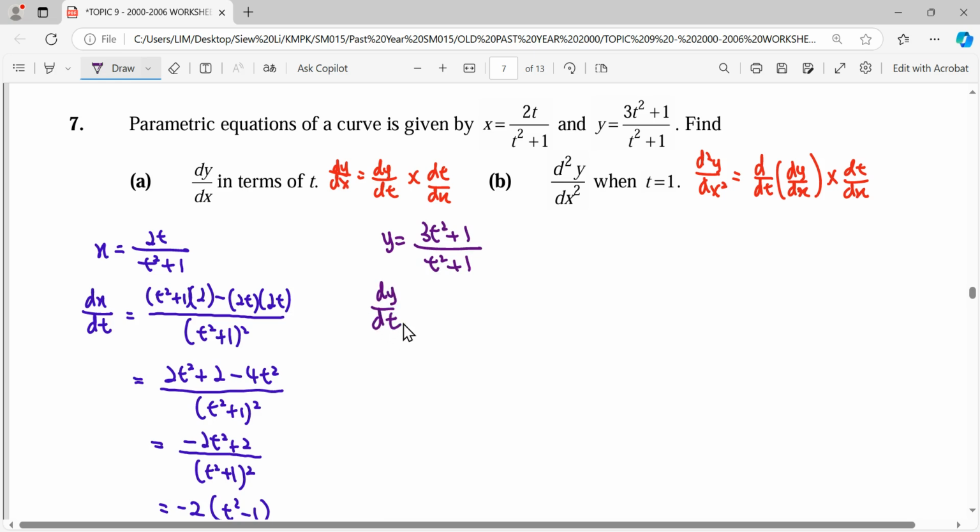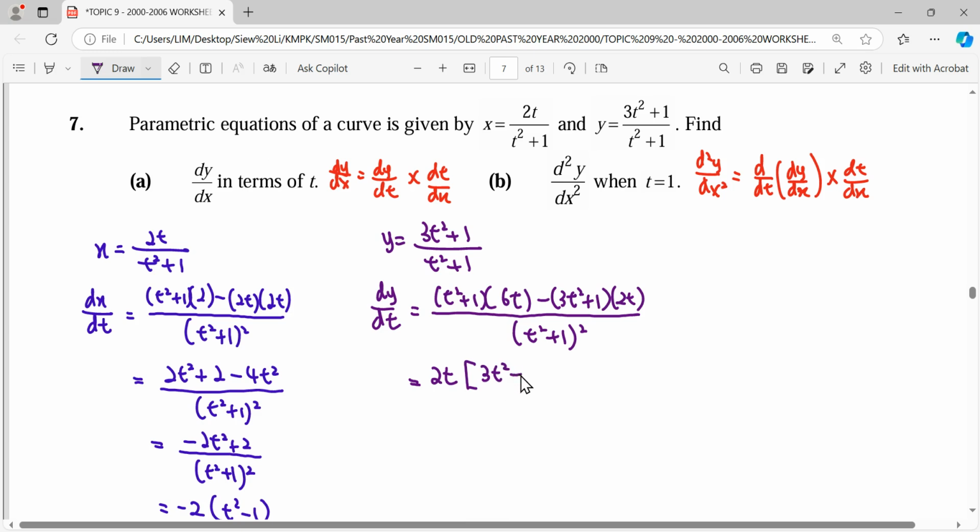So when we differentiate y with respect to t, it is a quotient rule. Copy the down one, differentiate the up one, 6t. Minus copy the up one, differentiate the down one, 2t. Then denominator squared. So for 6t and 2t, we can factorize out 2t. Remaining here is 3, t squared plus 3. Here we factorize out minus 3t squared minus 1.